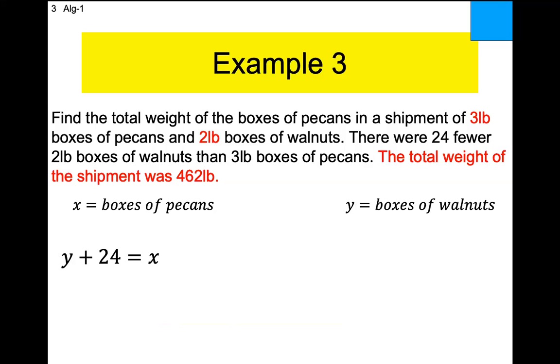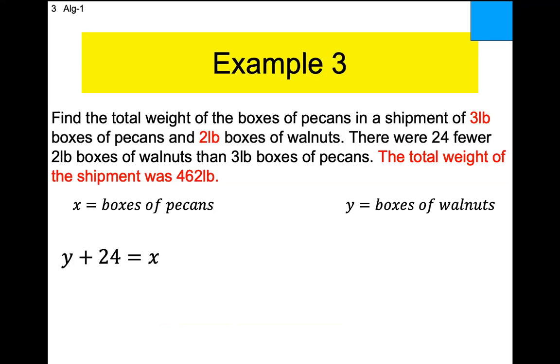If you're not looking at the board, you're not with me. How much does each box of walnuts weigh? It says it. 2 pounds. Where does it say it? It says it right here. 2 pounds is a walnut box. I even made it in red. Come on, stay with me. 3 pound boxes of pecans. So how much do walnuts weigh, or box?